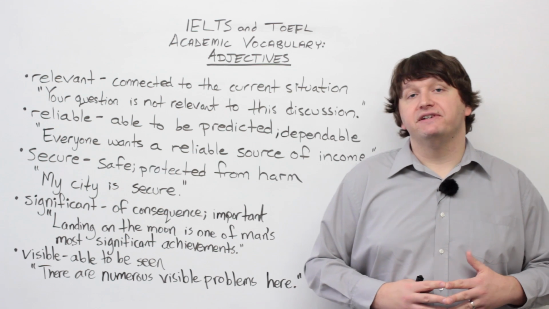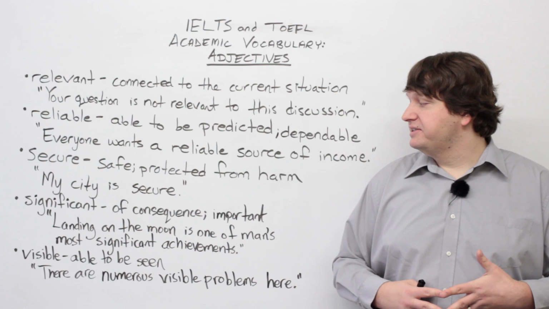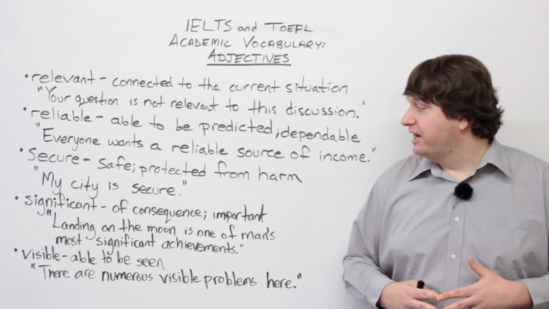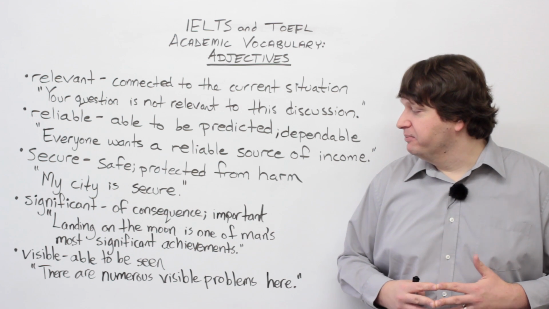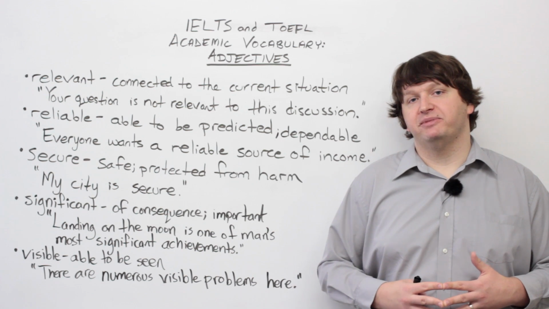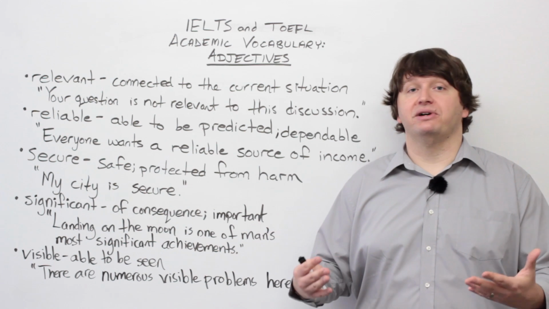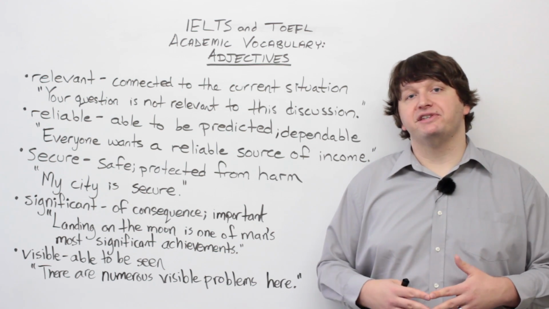The next adjective is significant. So if something is significant, it's of consequence, it is important. So for example, landing on the moon is one of man's most significant achievements. An achievement that has had a tremendous consequence basically on our world today and the development of the space program in general.